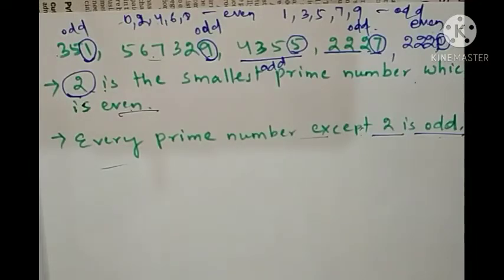So that is about today's class. We have studied about prime and composite numbers and how to find them by the Sieve of Eratosthenes method. Next we have studied about odd numbers and even numbers and how we can identify them. Okay, so this is about today's class.